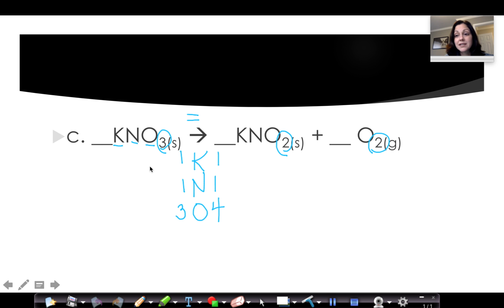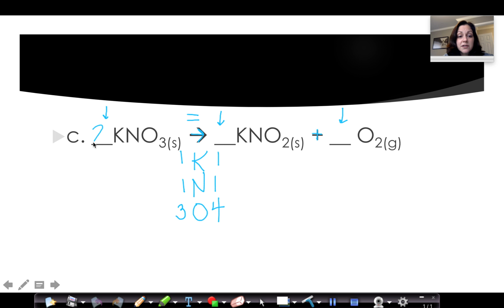So in order to balance this, I'm going to start putting in what are called coefficients. Coefficients go in before the formulas. They can't go in between formulas. They can only go before entire formulas. And when they go before the entire formula, they multiply by whatever comes after it until the next arrow, until the next plus sign. Okay, so anything that's all part of the same formula will get multiplied.